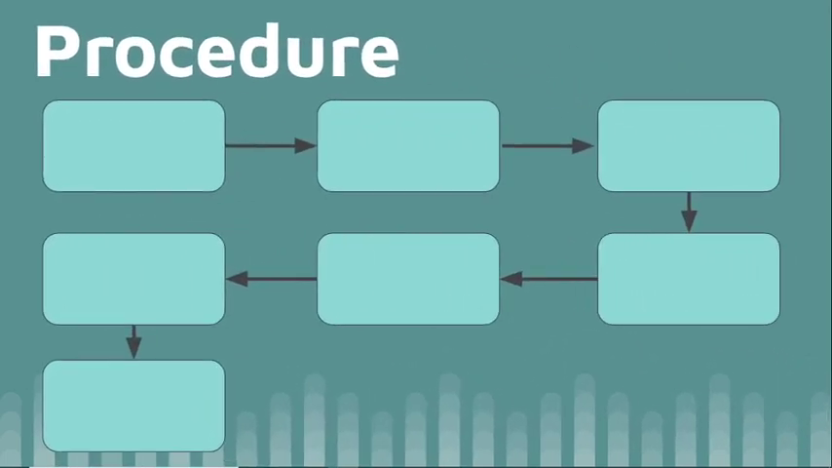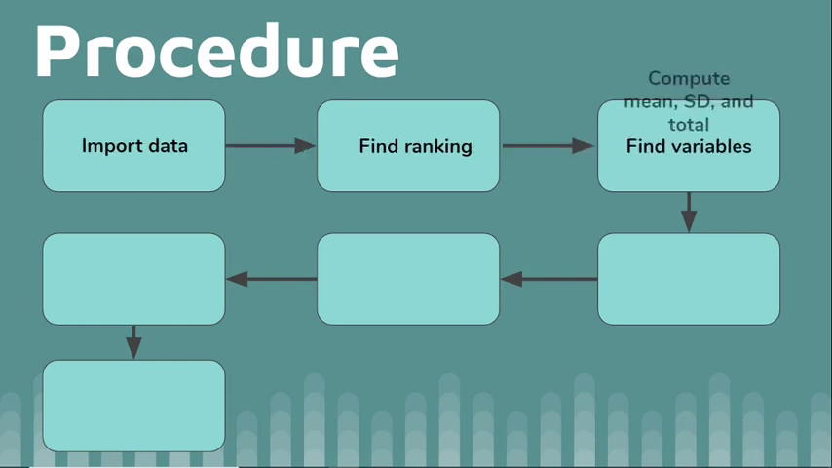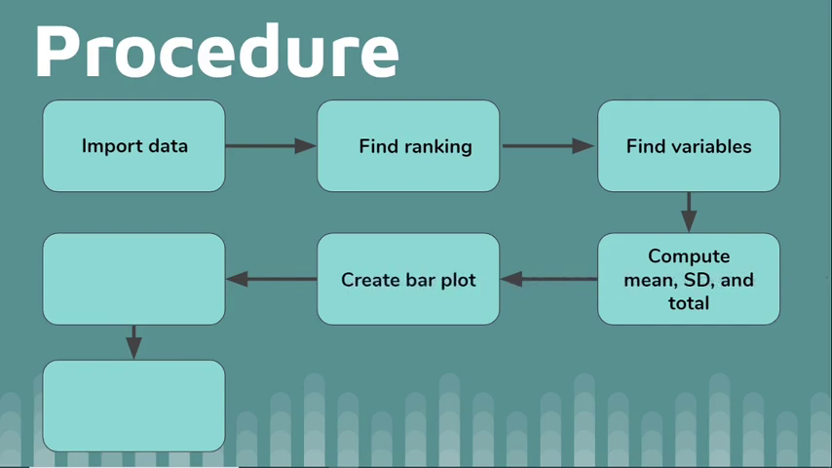Procedure. I'm going to go through 7 steps. First, I'm going to import the data, and from the data, find the ranking and the variables. Then I'm going to calculate the mean, standard deviation, and total or sum of variables. Create a bar plot by using mean and standard deviation. Then compute correlation between the final ranking and the variables.